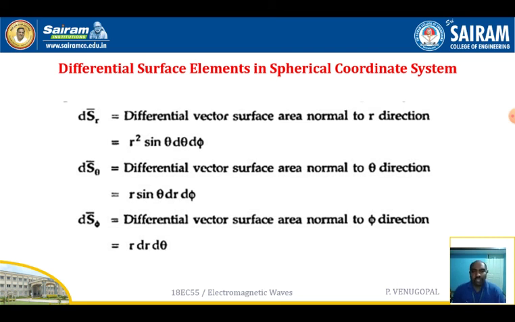Similarly, we have the conversion between the cylindrical coordinate system and the Cartesian coordinate system. In cylindrical, r, phi, z are the coordinates, and Cartesian are x, y, z. Converting Cartesian to cylindrical: x is equal to r cos phi, y is equal to r sin phi, and z is equal to z. And similarly cylindrical to rectangular: r is equal to the square root of x square plus y square, phi is equal to tan inverse of y by x, and z is equal to z. That is the conversion between the cylindrical coordinate system and the Cartesian coordinate system.